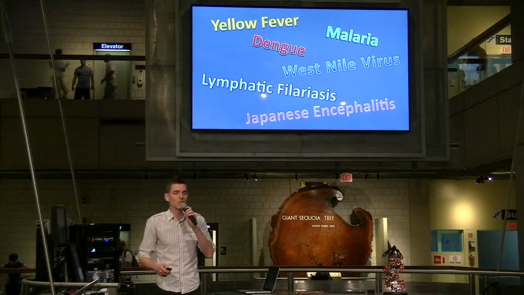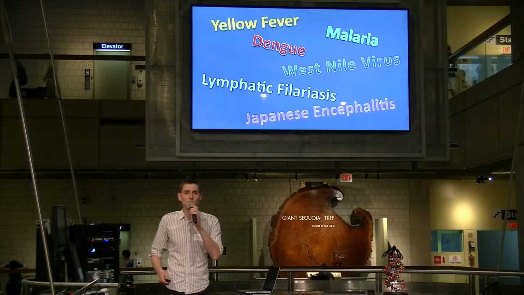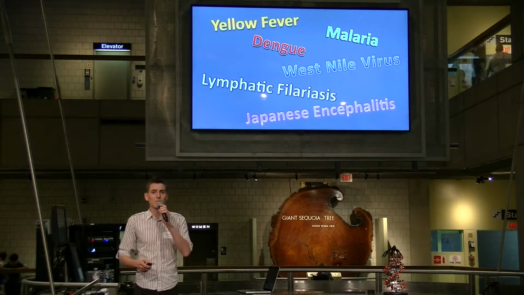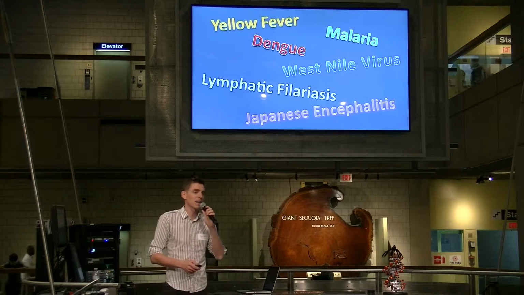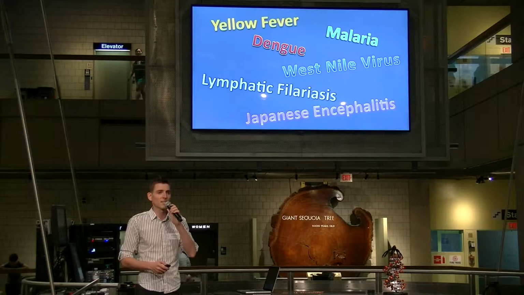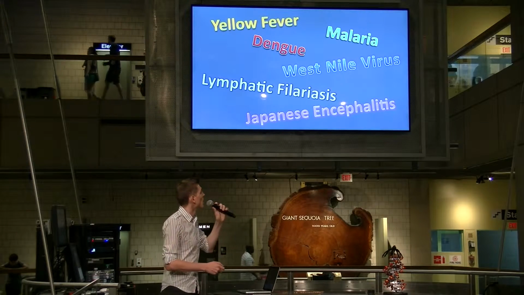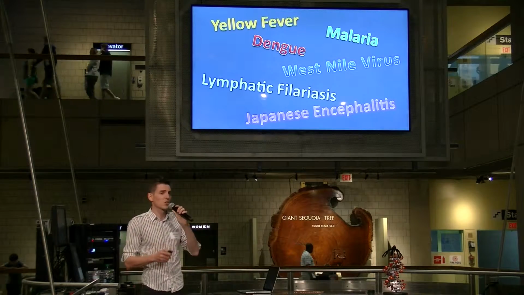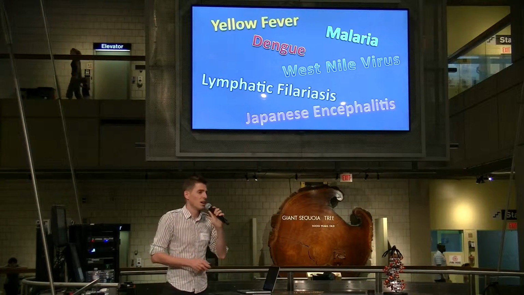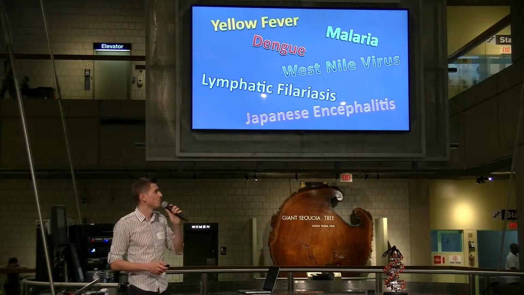And it's not just one disease. There are many diseases that are spread by mosquitoes. And some of these have vaccines, some of them have treatments, but some of them, like dengue fever and West Nile virus, there are no vaccines and no treatments. So the only way we can control these diseases is really by targeting the mosquito populations to control disease transmission.